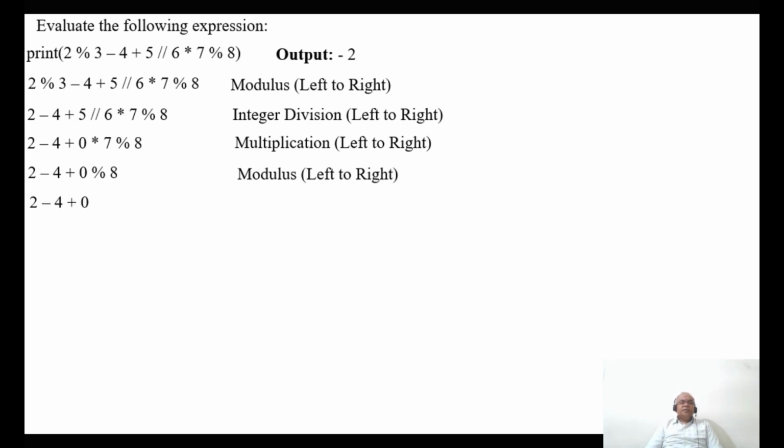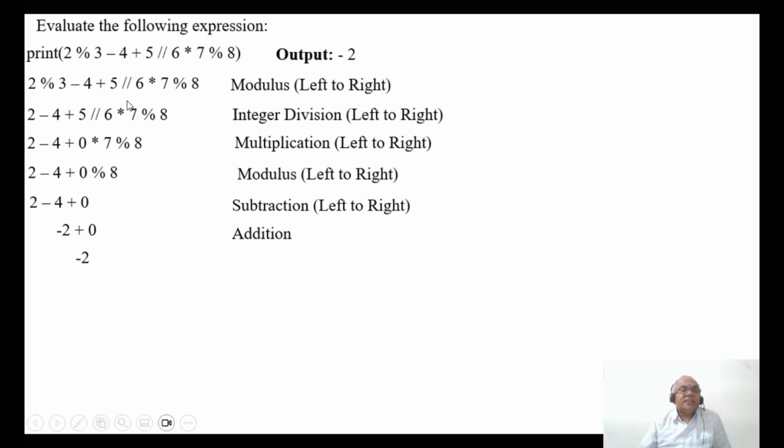Then minus and plus both have the same precedence. Minus is the first one from left to right, so you have subtraction: 2 - 4 + 0, that is -2 + 0. Then -2 + 0, this is addition. So what is the output you will get? Output is -2. So this is how you will be able to evaluate this expression.